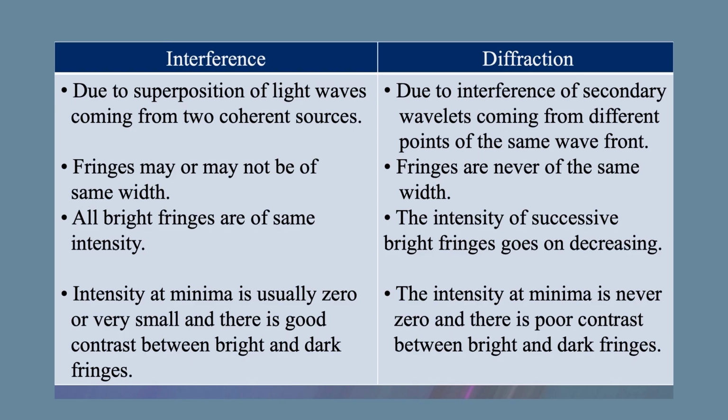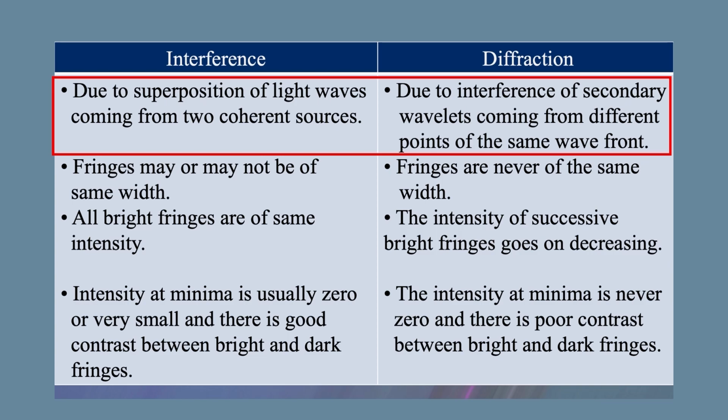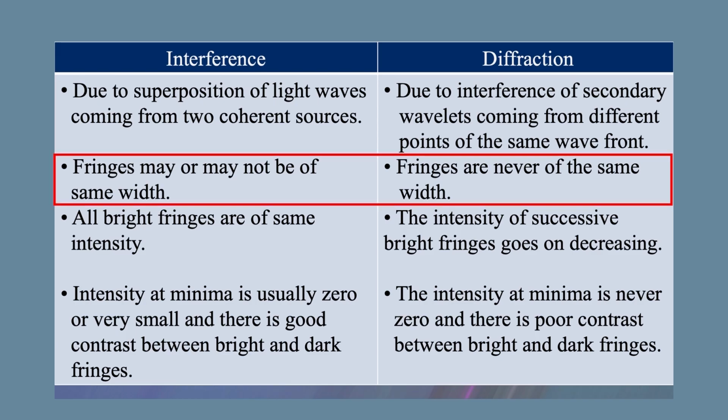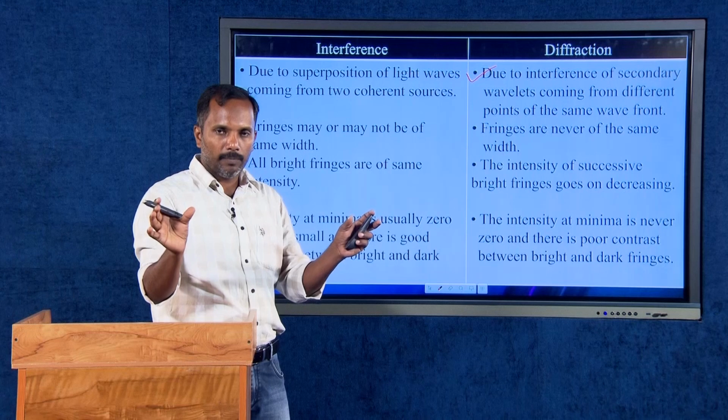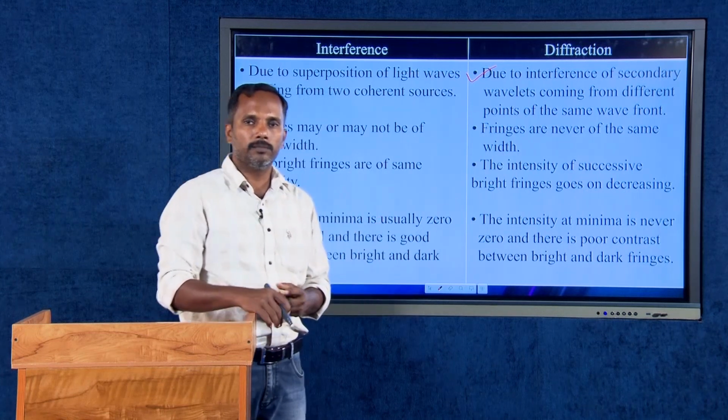Now to discuss the difference between an interference pattern and a diffraction pattern, let us discuss the major differences. First point: interference is the phenomenon due to the superposition of light waves coming from two separate coherent sources. However, diffraction is the phenomenon due to the interference or superposition of secondary wavelets coming from different parts of the same wavefront. The second point: the fringes may or may not be of the same width in an interference pattern, and in diffraction, the fringes are never of the same width. You know that the width of the central maximum will be large, and obviously the width of the secondary maxima will be smaller in comparison with the central maximum in diffraction.